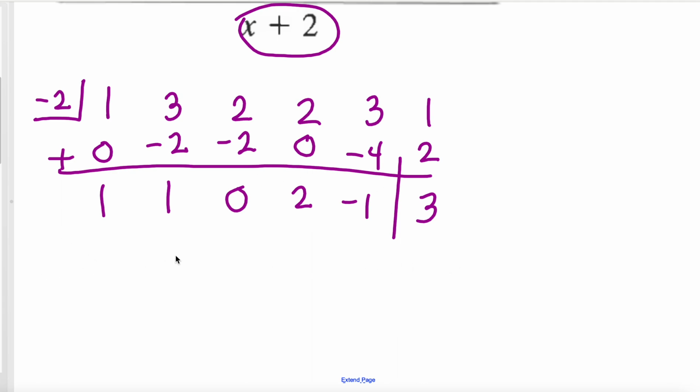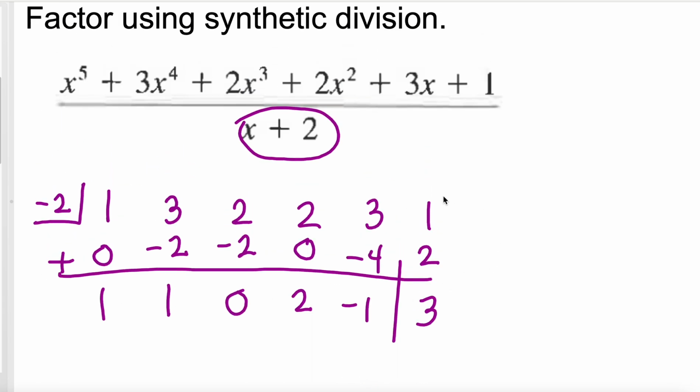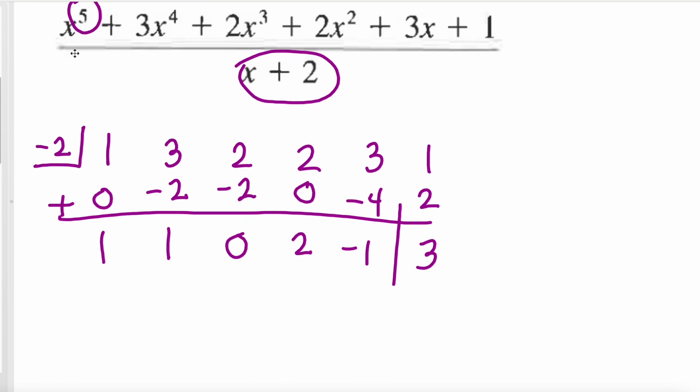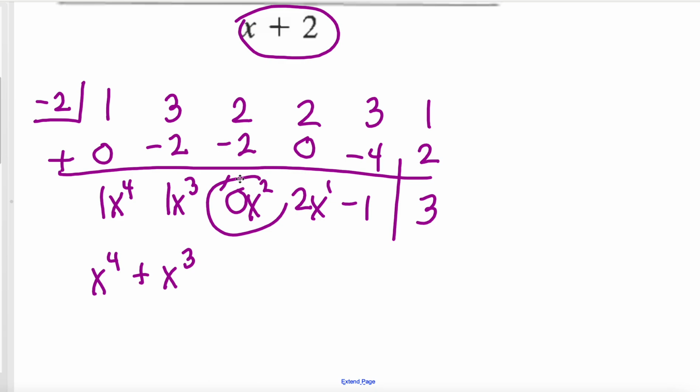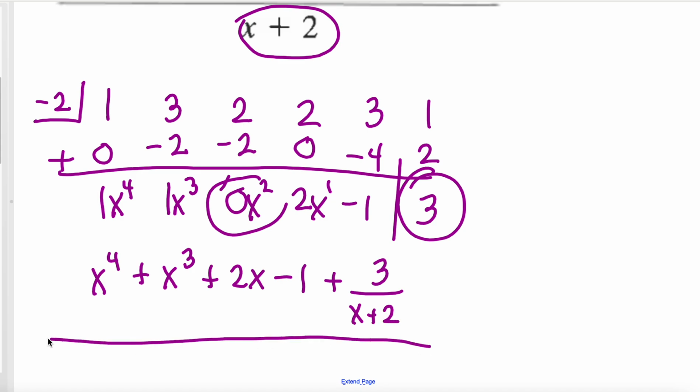So when we write this in factored form, because this is a power of 5, this is going to be a power of 4, which means this is going to be a power of 3, this is going to be my power of 2, and this is going to be my power of 1. So I really have x to the 4th plus x to the 3rd. I don't really need to write that because it's 0, so then I just write plus 2x minus 1, and then our remainder, because it's positive, I'm going to say plus 3, but then you'd put it over that x plus 2. So that would be how we would write our factored form.